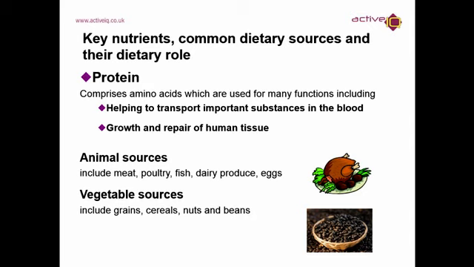We can get protein from animal sources. So things like meat, poultry and fish, we get it in dairy, and there's some protein in eggs as well. That's where we can get protein from.